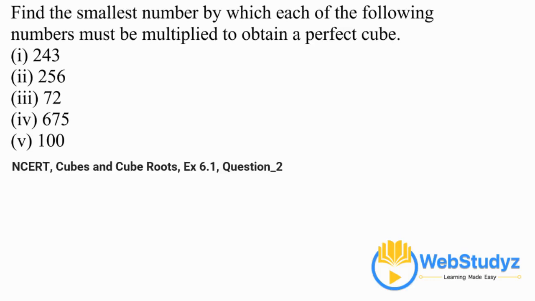Hello students, let's read this question. Find the smallest number by which each of the following numbers must be multiplied to obtain a perfect cube. So let's start the solution.